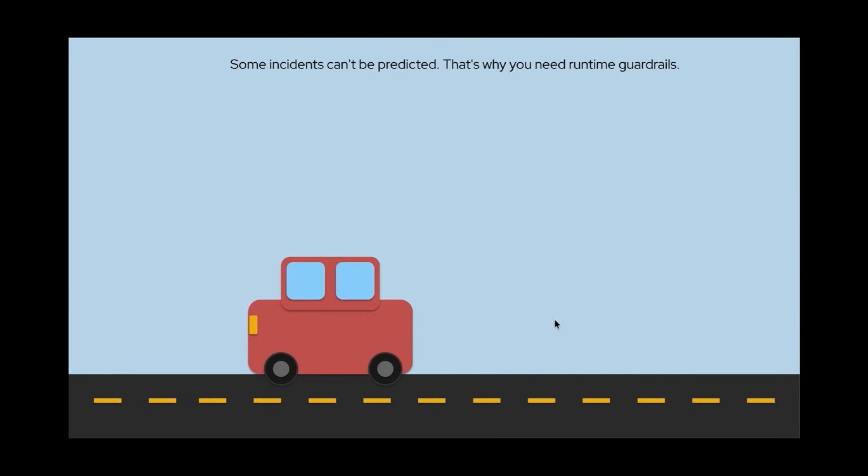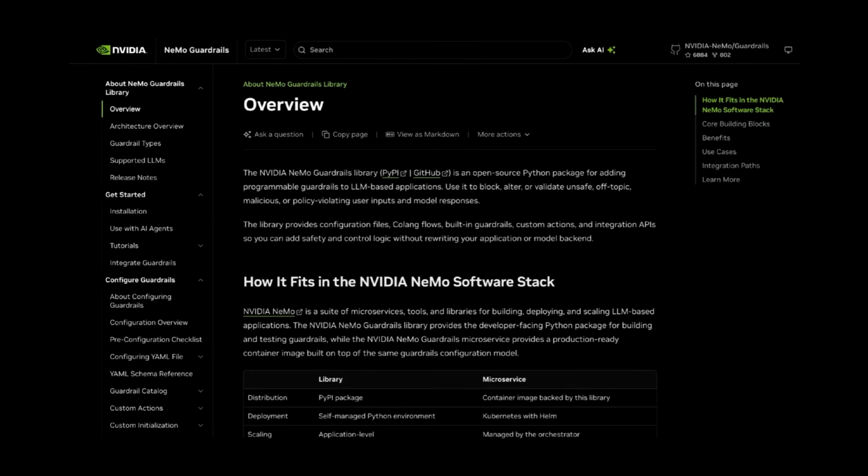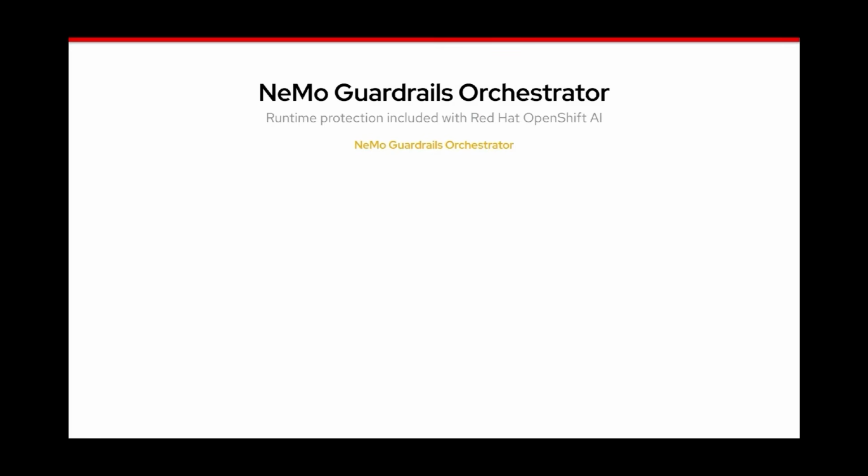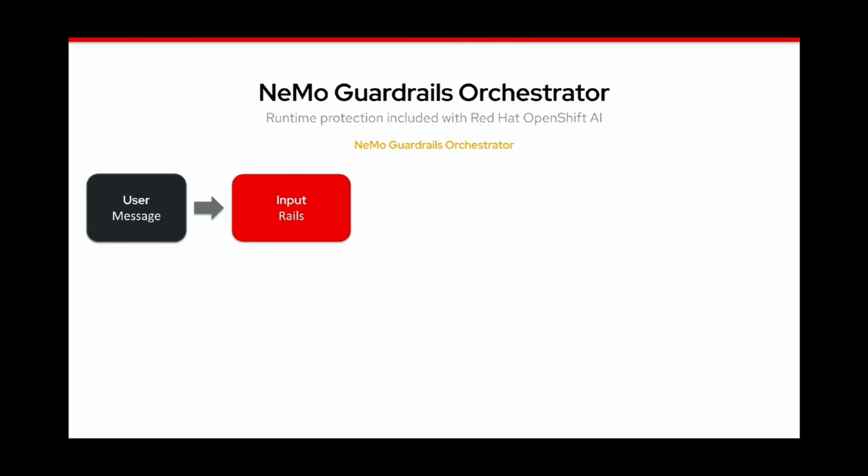There's a reason safety reports don't test that your SUV would avoid a UFO falling from above. Some incidents can't be predicted. Testing before deployment catches known failure modes, but it doesn't stop something new from happening in production. That's where the NeMo Guardrails Orchestrator comes in. It's built on the open source NVIDIA NeMo Guardrails project and included with Red Hat OpenShift AI. It sits in front of your deployed model and screens inputs and outputs as they pass through. Using detectors, you can configure and tune for a use case without retraining the model itself.